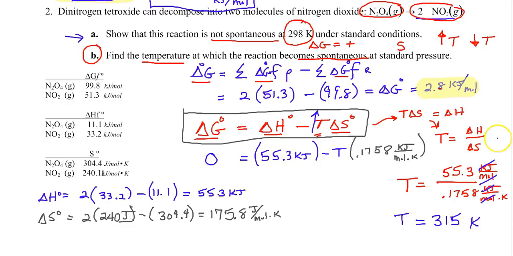However you want to solve for it, I'm just giving you multiple ways. Now, what does this mean? Is that my answer? No, because this is the temperature when delta G becomes 0. We're trying to make it become negative.